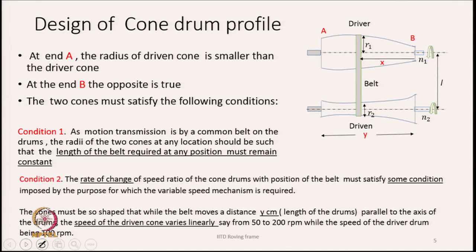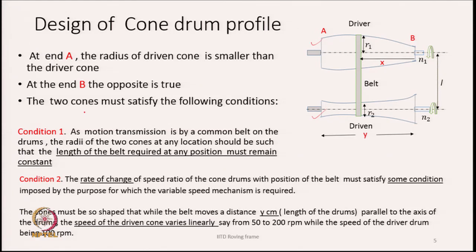The diagram is shown on the right hand side of the slide. At the end A, the radius of the driven cone is smaller than the driver cone. So, if you compare the diameter at the end A here and here, we see that the driven cone drum diameter is much smaller than the driver cone diameter, and if we compare it with the other end, it is just opposite: at the end B, the driver drum diameter is much less in comparison to the driven drum.